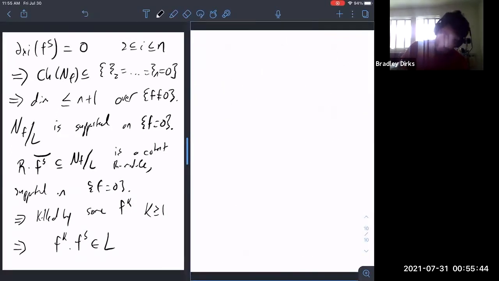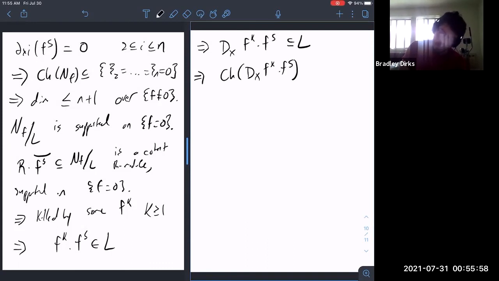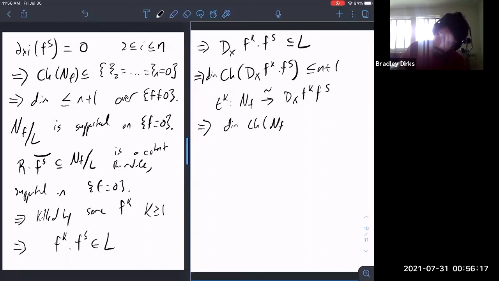But L is a D-submodule, so that means D_X f^k f^s is contained in L. And so that means that the characteristic variety of D_X f^k f^s has dimension less than or equal to n plus 1. But then, just using this t^k from N_f to D_X f^k f^s, this is an isomorphism. And so that finally implies the result that we wanted. So we get that this N_f is subholonomic.